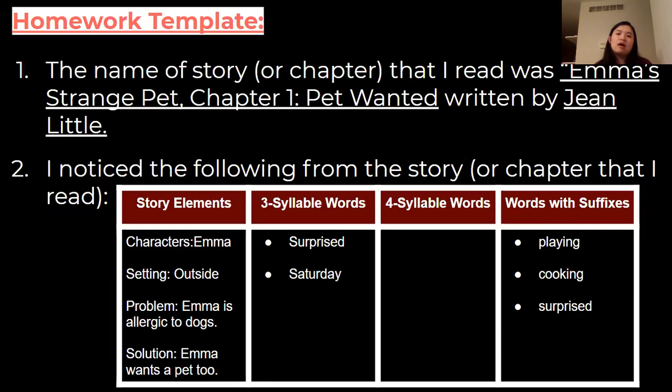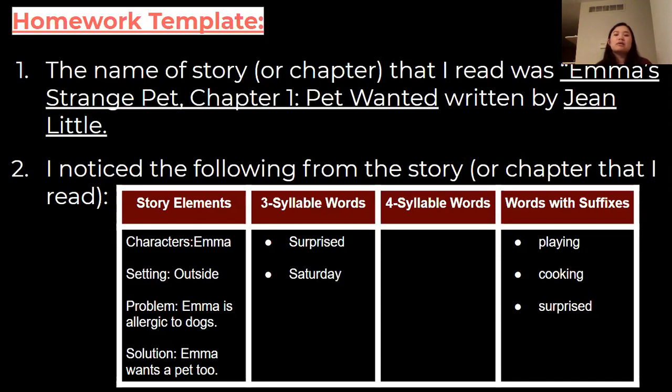Here's an example. Homework template. The name of a story or chapter that I read was Emma's Strange Pet, Chapter 1, Pet Wanted, written by Jean Little. Okay. I noticed the following from the story or chapter that I read. Story elements. Characters, Emma. Setting, outside. Problem, Emma is allergic to dogs. Solution, Emma wants a pet too. 3-syllable words, surprise, Saturday.